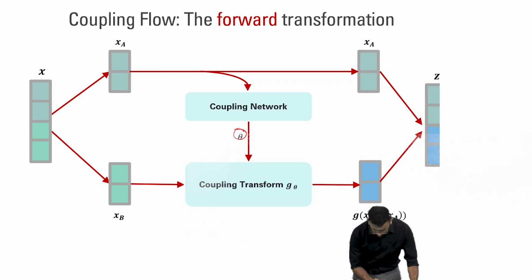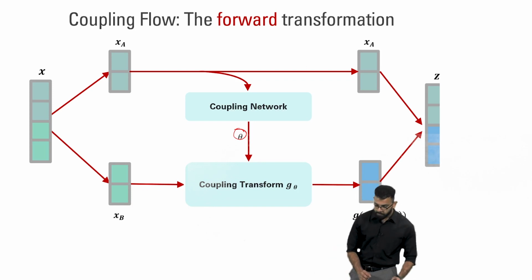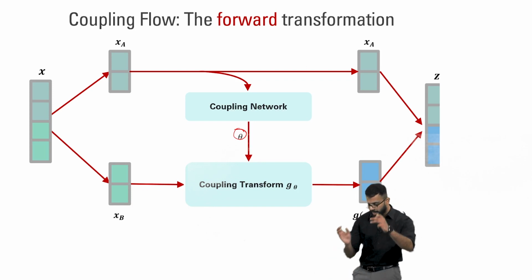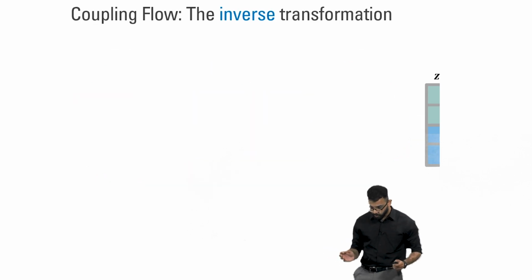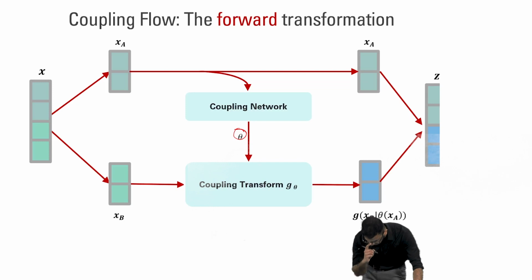So if you look at it, I'm starting from X, I'm dividing it into 2. I'm just copying the first half into my output, but the second half I'm modifying as a function conditioned on my first half. Does that make sense? Now, I haven't told you what this coupling network is, what this transformation is that you're applying, but at a high level, this is what you do. Now, we'll see how this becomes tractable, or invertible, right?